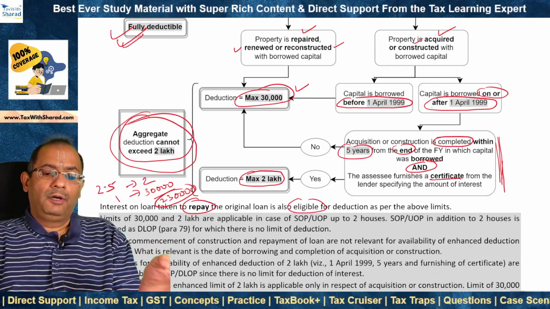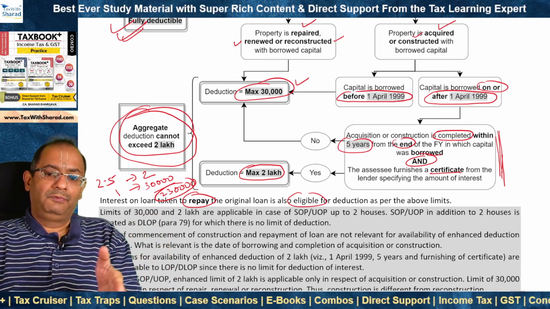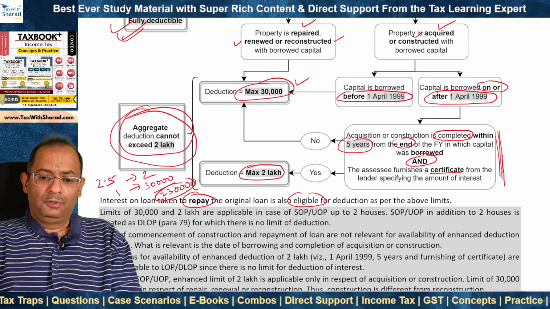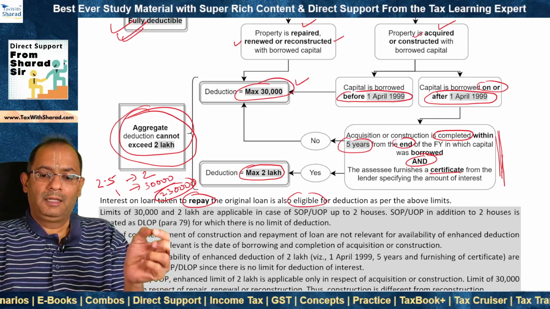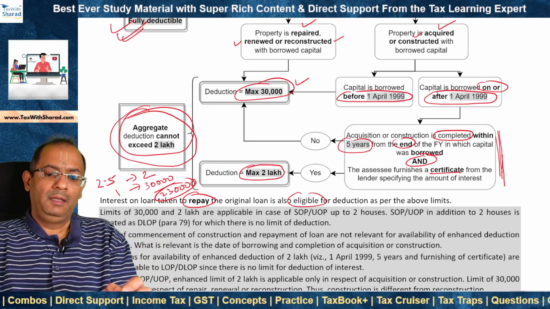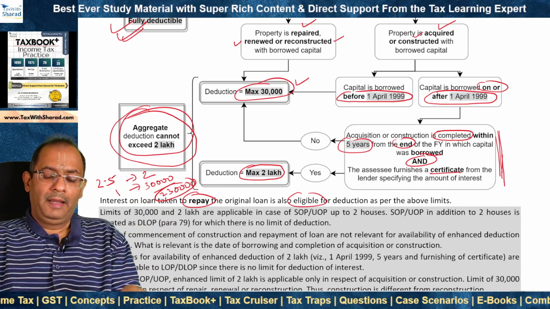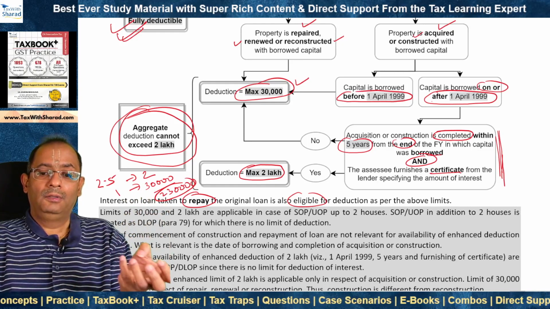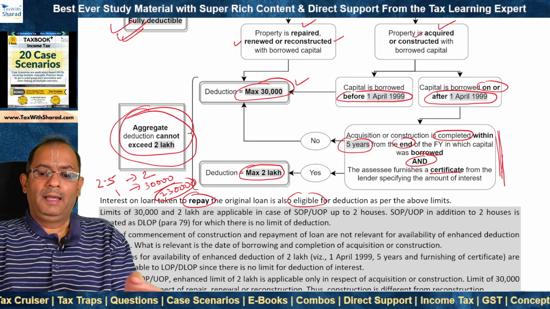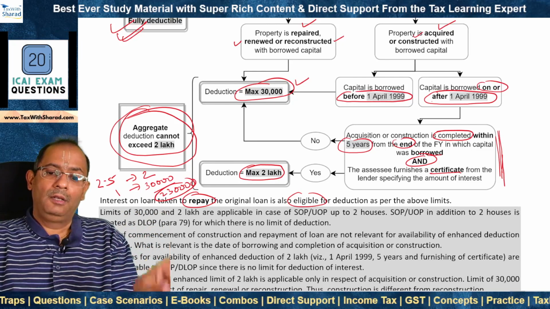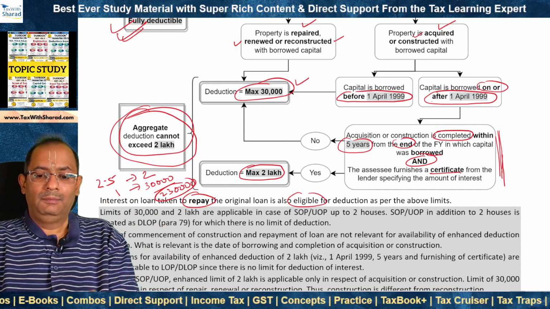But for deduction for a new loan, it is important that the original loan should also satisfy the conditions of deduction. So for example, if an SSE wants to claim the benefit of enhanced deduction limit of 2 lakh for a SOP on which a loan was taken earlier and now he has taken a new loan, on which he is paying interest. So interest on that new loan will also be eligible for enhanced deduction limit of 2 lakh if the original loan was also satisfying the conditions for availing the enhanced deduction limit of 2 lakh.